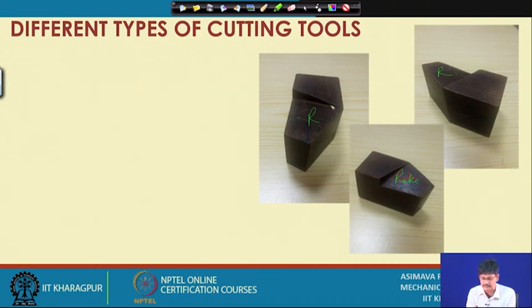If the cutter is moved this way, then this is the principal cutting edge. Principal cutting edge. This is the auxiliary cutting edge. This is the principal flank. This is, for example, the principal flank. I am sorry, let me rub it out.